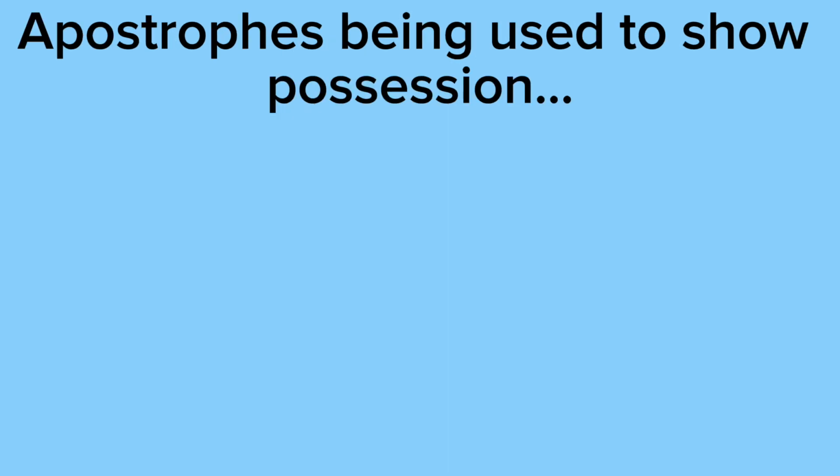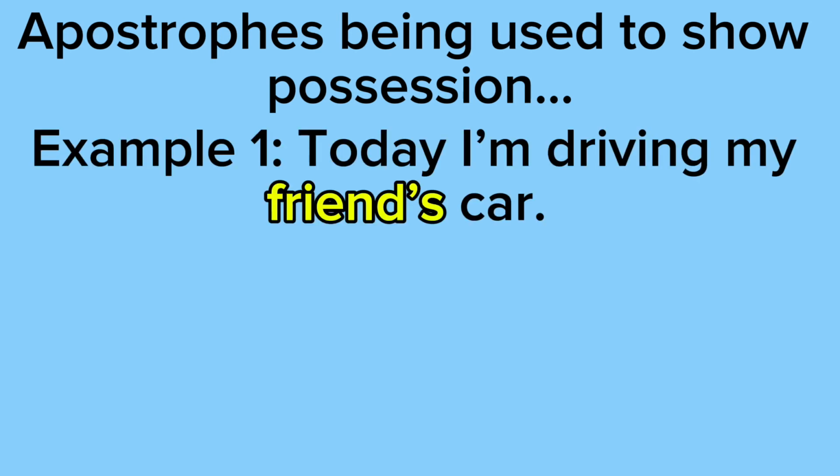In this slide, you'll be seeing examples of apostrophes being used to show possession. Possession, also known as ownership, just means that something belongs to somebody. So example 1 says, today I'm driving my friend's car. As you can see, we use the apostrophe before the S in friend's to show possession. The car belongs to the friend.